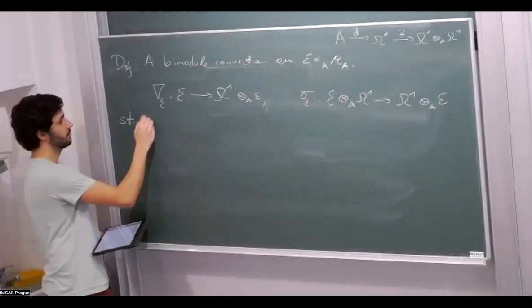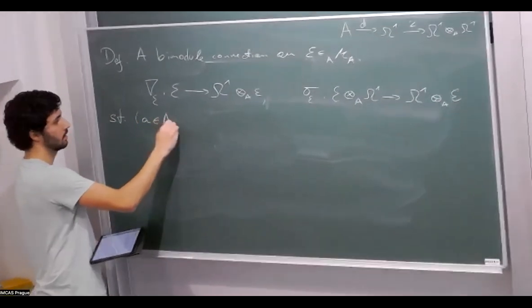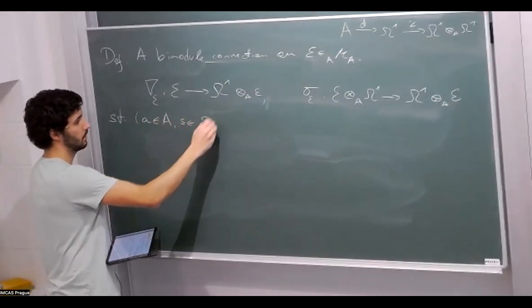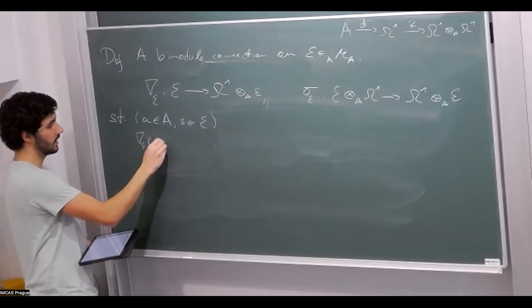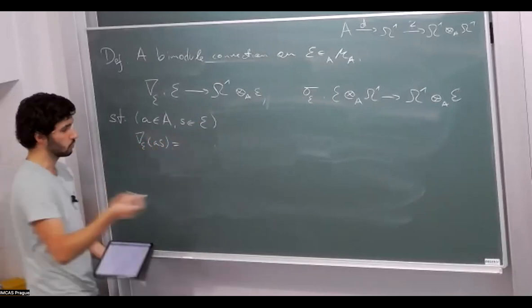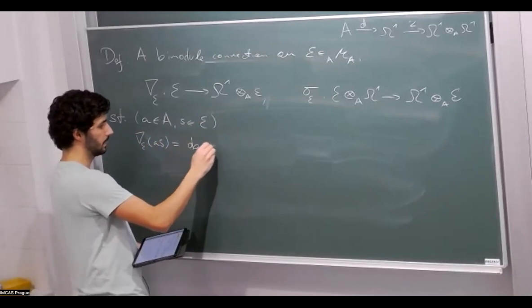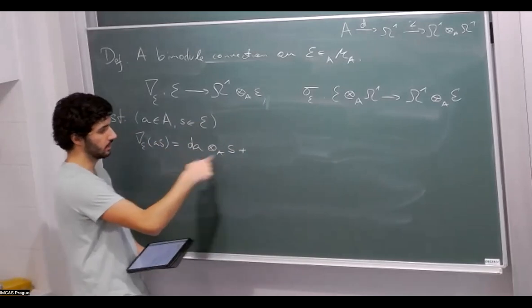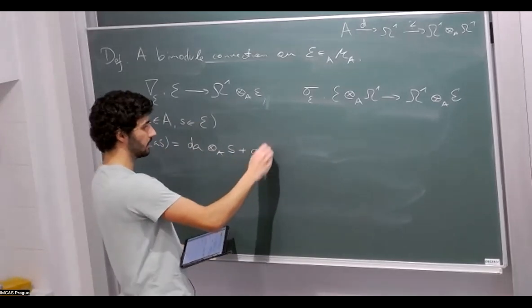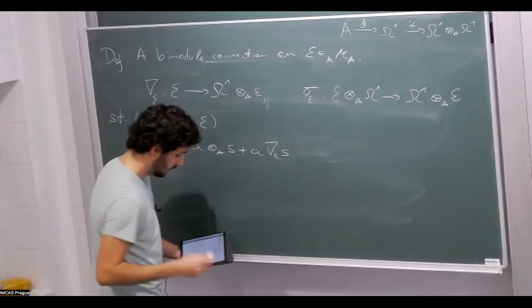So if we have now A in A and S in E, what we want is that, so now we'll apply nabla to AS. This gives you the usual, so classical Leibniz rule. So this is just the differential applied on A tensor S, and then A, then nabla applied on S.